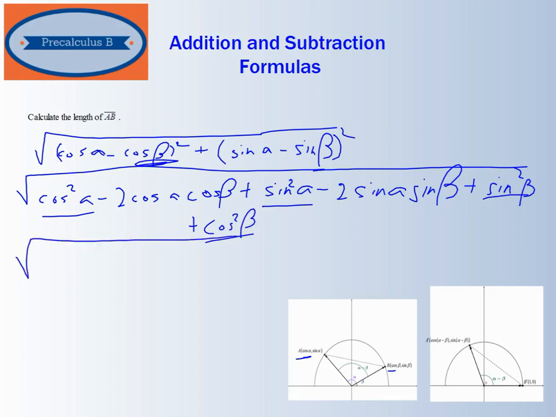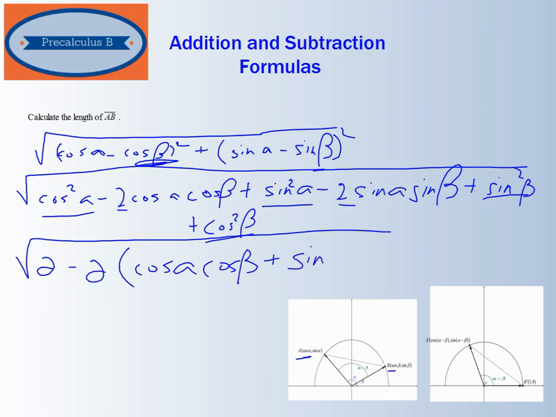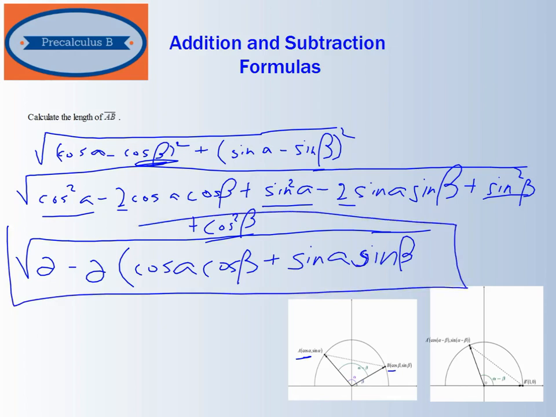So I can simplify this to now I have 2 minus, and I can factor out a 2 from these. So I'm going to factor out a 2 times cosine alpha cosine beta plus sine alpha sine beta. And you might be like, whoa, this is just too much. All right, and we're going to end there. That's what we get for that distance.